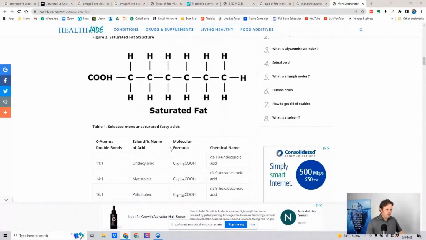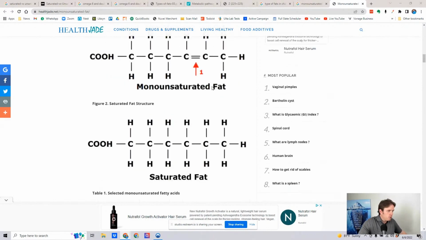Okay, first off, here's your saturated fatty acid, right? See the carbon right here? So we have this carbon, this hydroxyl group. We have carbon, bond to carbon, bond to carbon, bond to carbon. You can see single bonds all in between. These carbons are saturated, hence saturated fatty acids. So saturated fatty acids get the name from the actual chemical structure.